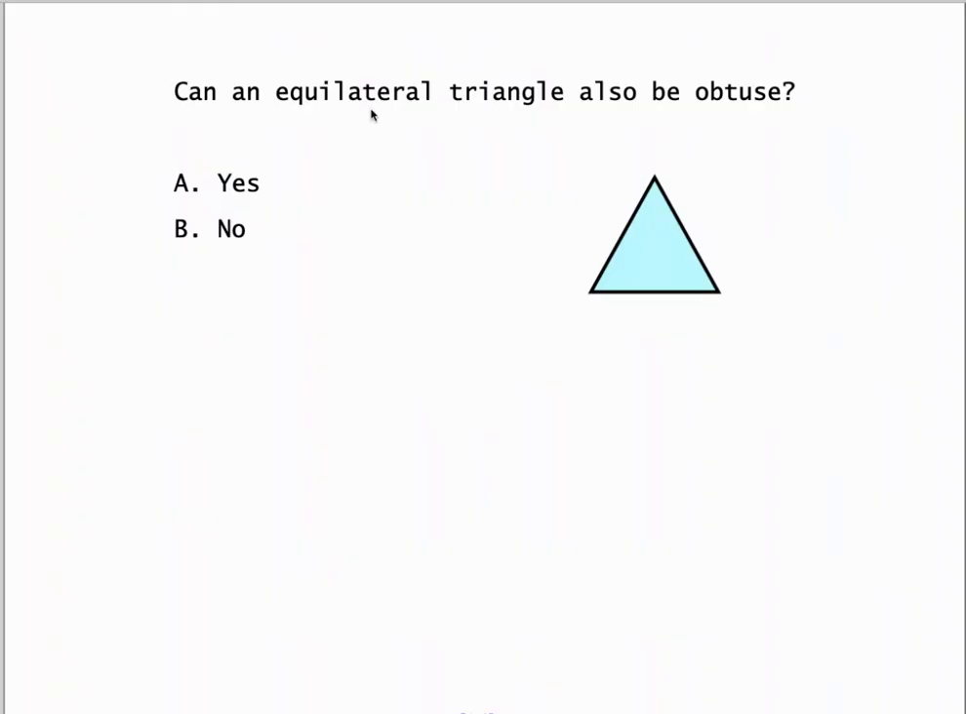Can an equilateral triangle also be obtuse? So think about what I was talking about a moment ago. Equilateral means all the sides are the same. Take a look at your angles. Could this be an obtuse triangle? A, yes. B, no.